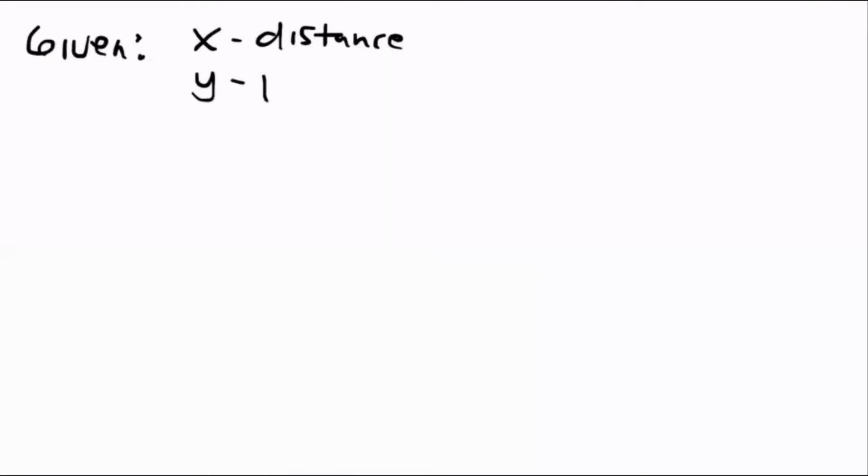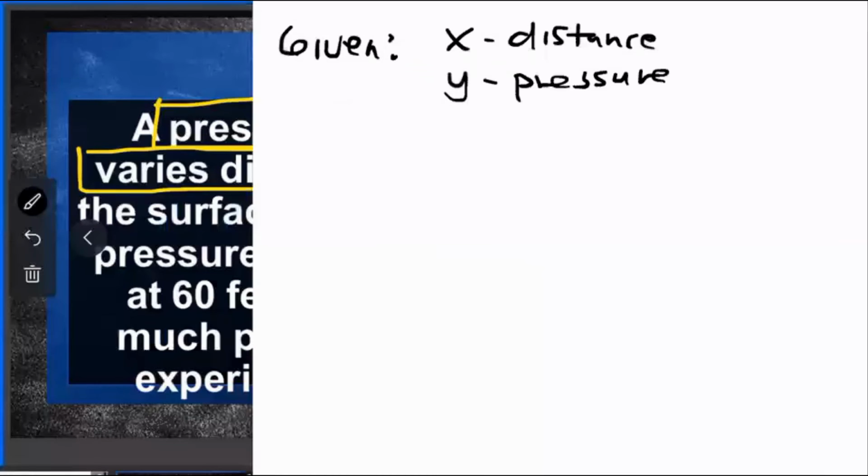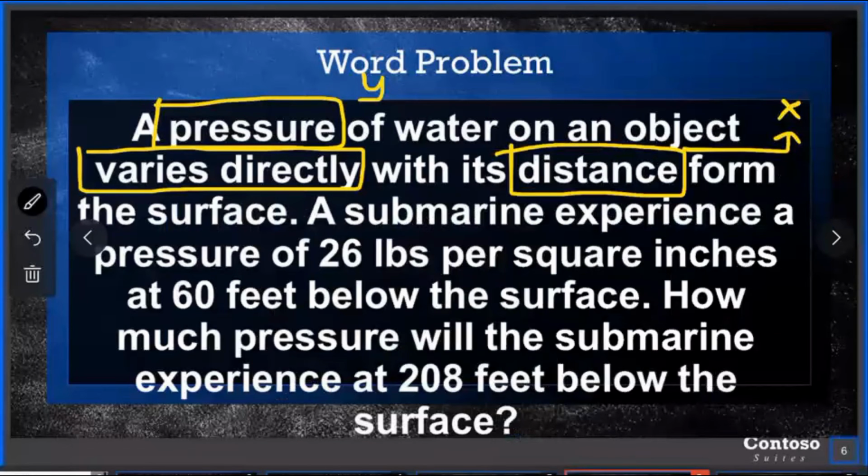Okay, so let us write the given. Given. So we have X and Y. So in X, we're talking about distance. And in Y, we're talking about pressure. Next, so we are done with the first sentence. So let us now proceed to our second sentence.